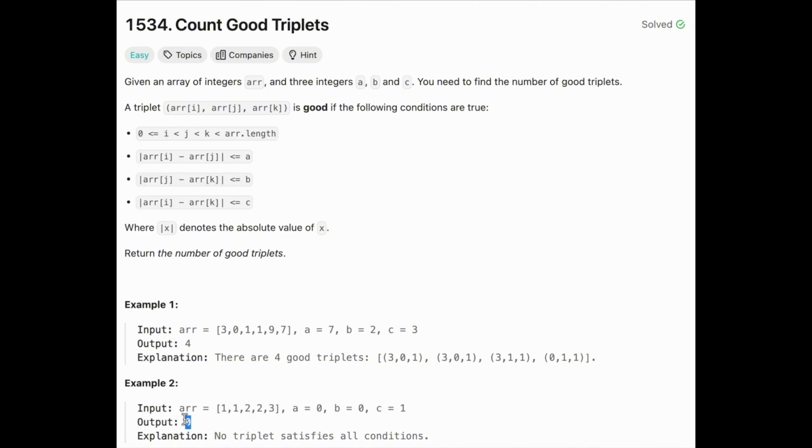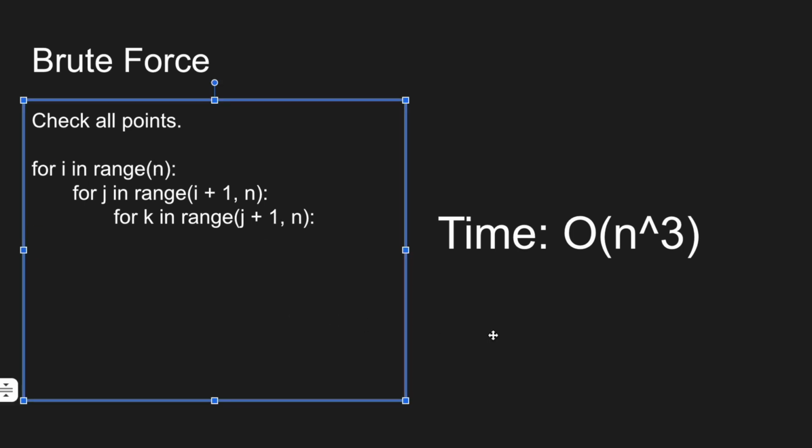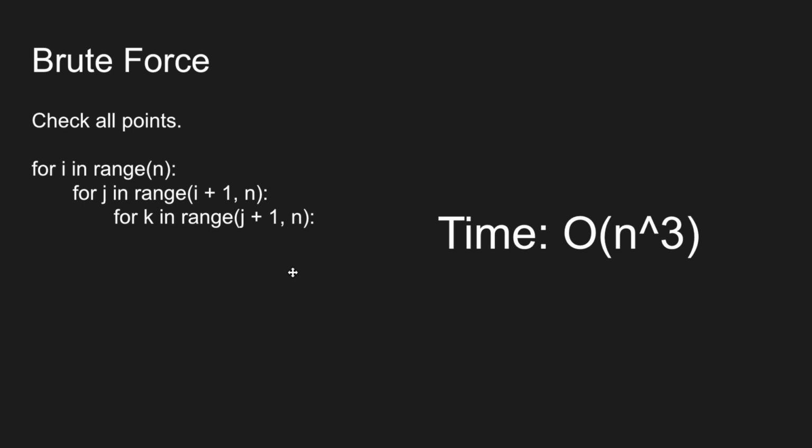So we return 0. Now that we have seen some examples, let's get to how we can solve this problem. The most simple way to solve this problem is to check every single triplet and compare if they satisfy the conditions of being less than or equal to a, less than or equal to b, and less than or equal to c. So you will need to make a triple nested for loop and check the conditions under the for loops. Since it's a triple nested for loop, this method will have a time complexity of O(n cubed).